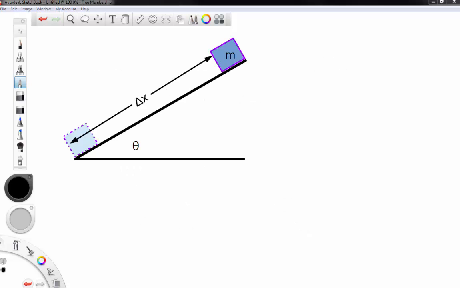Here is our block on a ramp. The ramp is at some angle theta with respect to the horizontal. The block slides some distance delta x along the ramp, and we'll construct our axes so that delta x is along the ramp and delta y is perpendicular to the ramp. And the question is, how much work is done on the block?